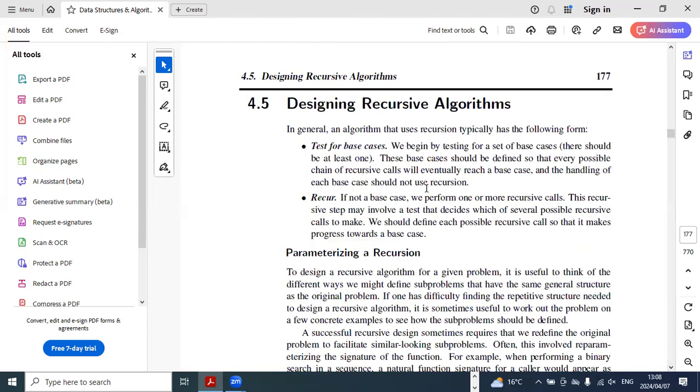Section 5, designing a recursive algorithm. Designing a recursive algorithm must always have a test to check your base cases, and then it can recurse. We begin by testing for a set of base cases, of which there should be at least one. Otherwise, if it doesn't have one, then it's going to recurse infinitely, which is a bad algorithm. And then if not a base case, it should perform one or more recursive calls. The recursive step may involve a test that decides which of several possible recursive calls to make.